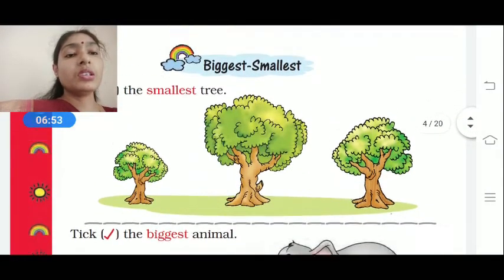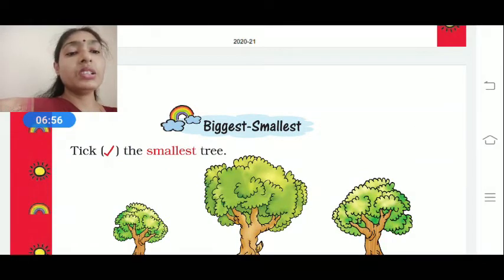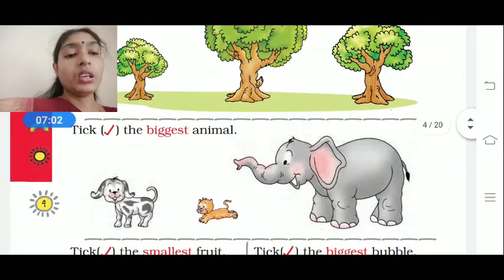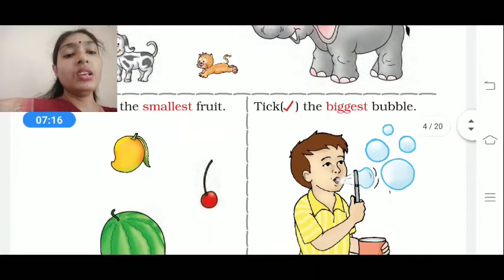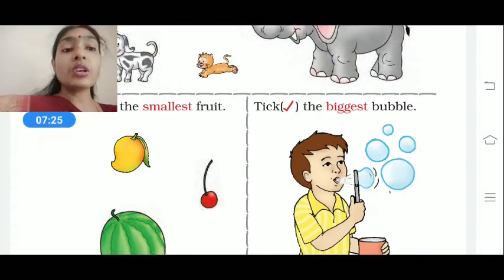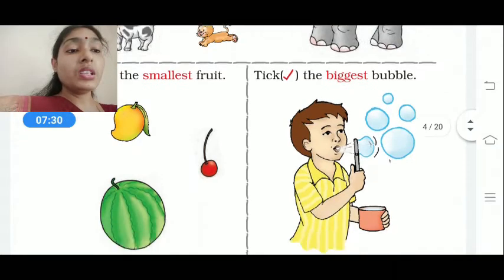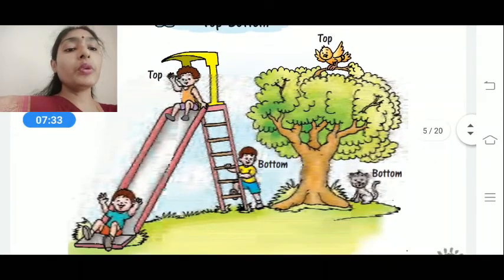Now biggest, smallest. See here, 3 plants, trees are there. Among these trees, which one is smallest? You have to tick. Here 3 animals are there. Which one is the biggest animal? Yes, I know you all know, correct? Yes, elephant. Now here they have given 3 fruits. I also gave some, no? So you can easily tick the smallest one. Then the boy is making so many bubbles. So which one is biggest? You have to tick.